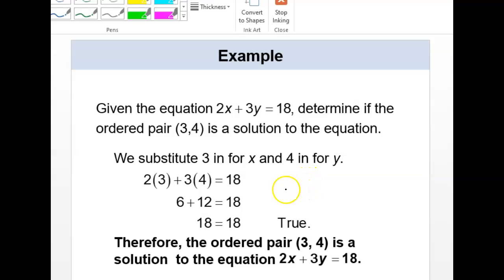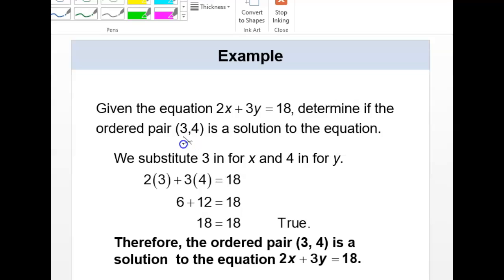All right, so here's another example. We want to see if 3, 4 is a solution. 3 is x. So this equation looks a little different. It's got 2x plus 3y. The y is not alone, but it's still a linear equation. It's linear because there are no exponents on either of the variables, and there are 2 variables.